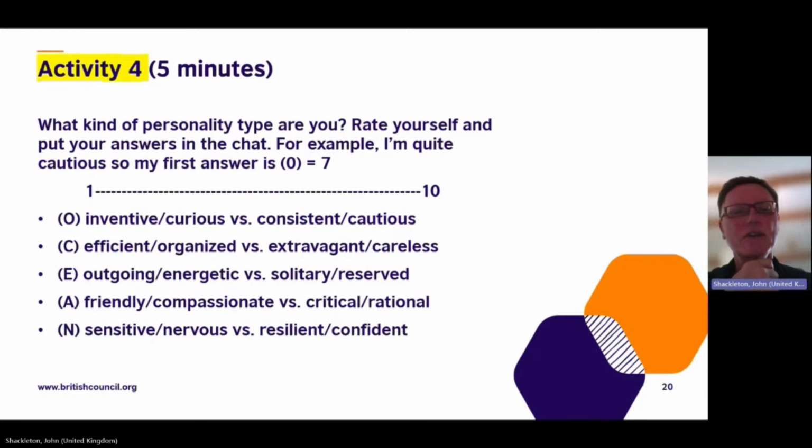Okay, so can you take a few minutes to think about yourself in relation to these personality categories? And in the chat, the comment box, if you just put O7 if that's you, or O2 if that's you, and then C4 if that's you. Okay. All right, if you could do that now, we'll be back in a couple of minutes to have a look at what you've put. Okay, see you in a second.